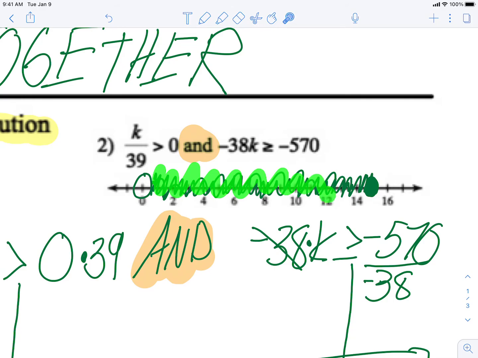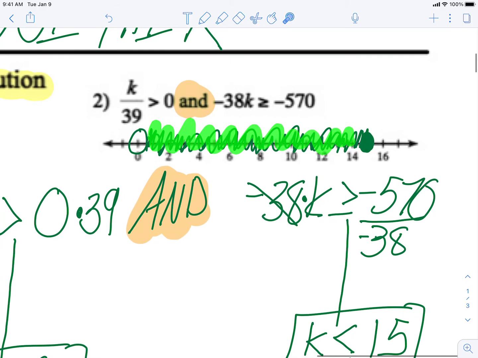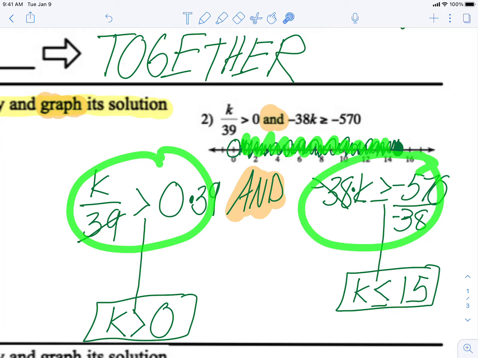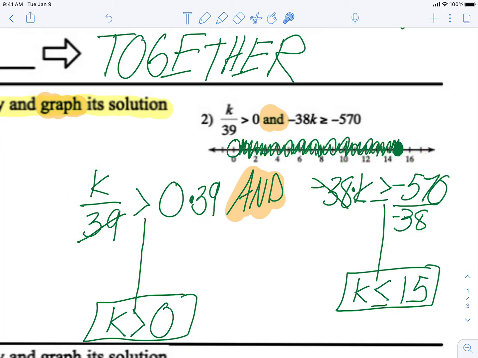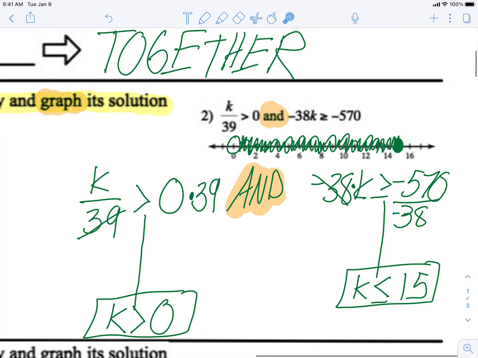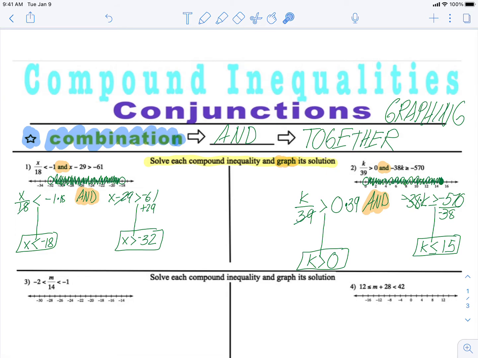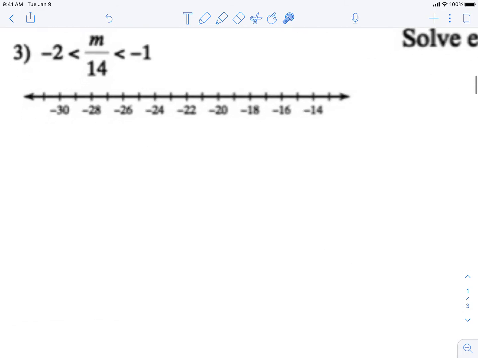Any number here will be the solution to this problem and this problem. Perfect. Look at that. So we have 2 examples down. Perfect, everyone. Make sure you're copying your notes. The bottom one's going to be easier, you'll see.